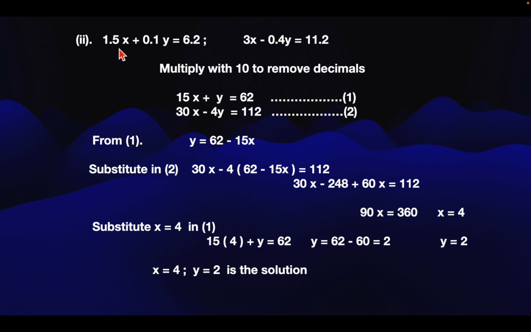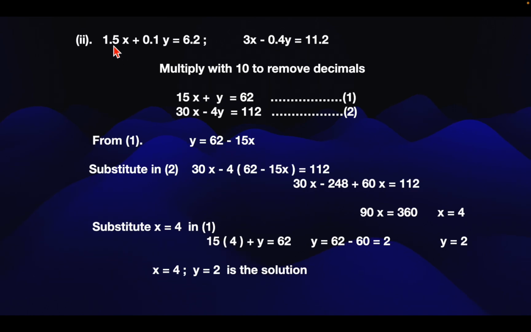Here, the second sum. These are the two equations. You can see there are a lot of decimals. So first we are going to remove the decimals. It can be easily done. I'm going to multiply the whole equation by 10. So take the first equation.